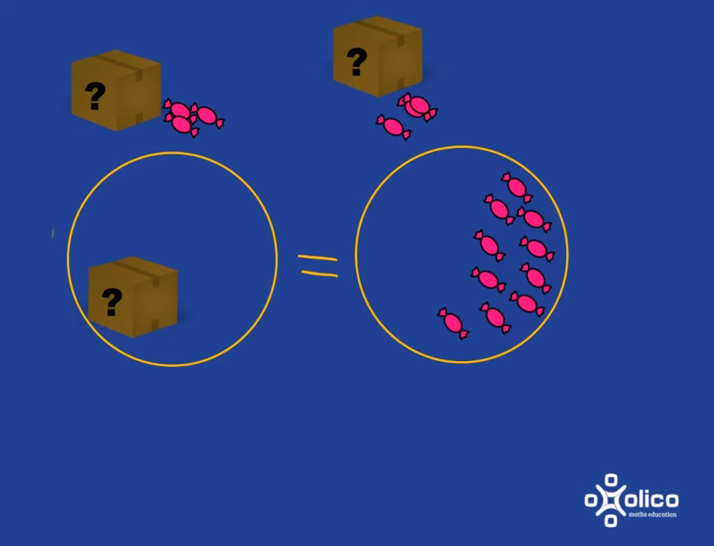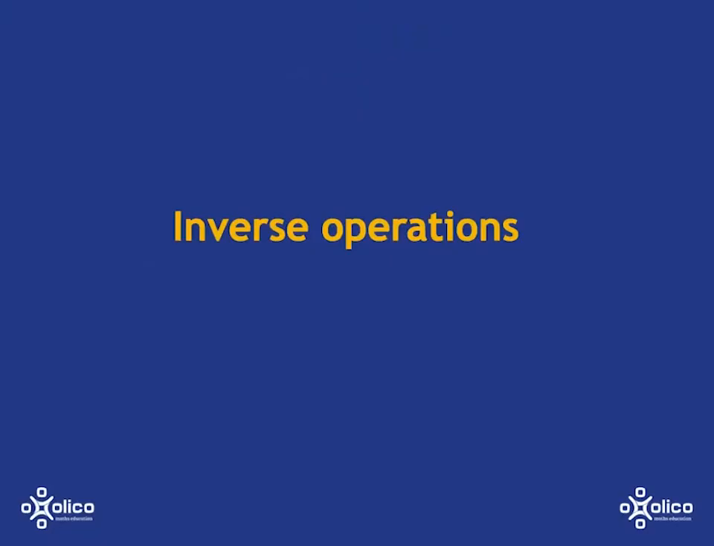And this is what we will be doing when we solve equations. As long as whatever we do to one side of the equation, we do to the other side of the equation, we ensure that we keep things equal, and so we are able to solve the equation. We're going to have a look at inverse operations and how they are used in solving equations.